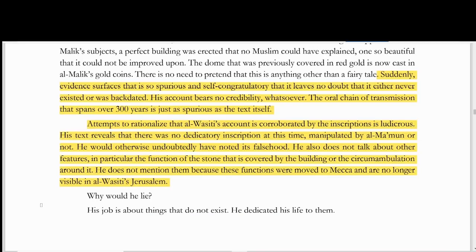His text reveals that there was no dedicatory inscription at this time, manipulated by al-Mamun or not. He would otherwise undoubtedly have noted its falsehood. He also does not talk about other features, in particular the function of the stone that is covered by the building or the circumambulation around it. He does not mention them because these functions were moved to Mecca and are no longer visible in al-Wasiti's Jerusalem. Why would he lie? His job is about things that do not exist. He dedicated his life to them.